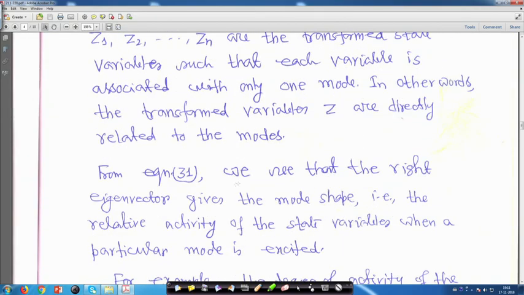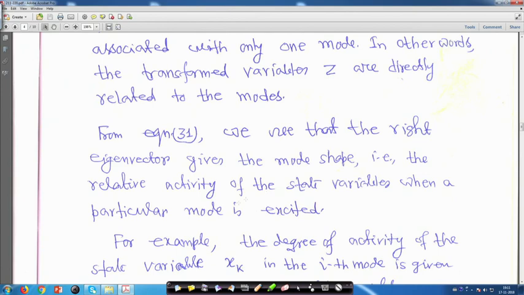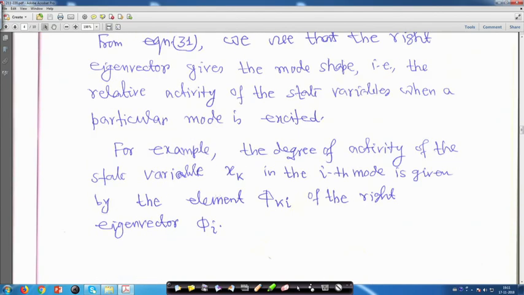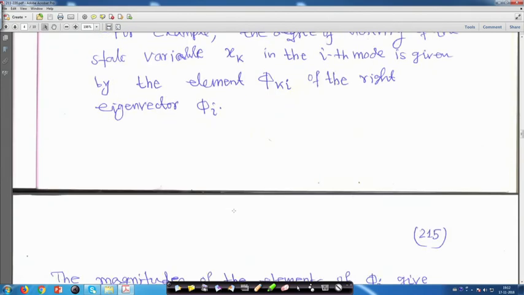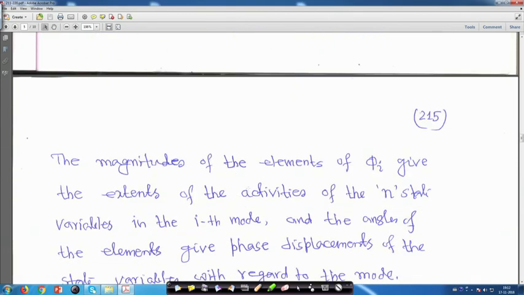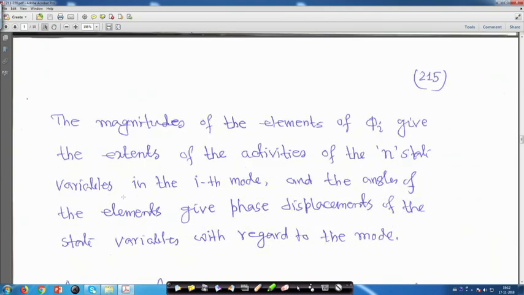So, from equation 31 we see that the right eigenvector gives the mode shape, that is the relative activity of the state variables when a particular mode is excited. For example, the degree of activity of the state variable x_k in the ith mode is given by the element phi_ki of the right eigenvector phi_i. That means the magnitudes of the elements of phi_i give the extents of the activities of the n state variables in the ith mode.